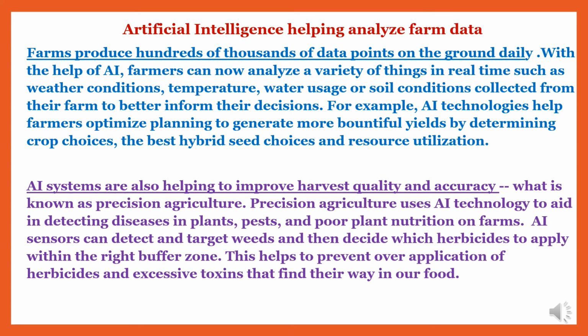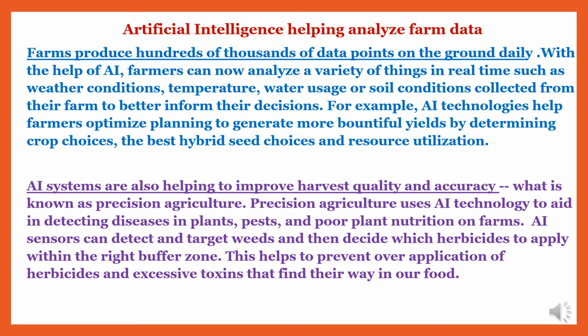Now, the role of artificial intelligence in helping analyze farm data. Farms produce hundreds of thousands of data points on the grounds daily. With the help of artificial intelligence, farmers can now analyze a variety of things in real time, such as weather conditions, temperature, water usage, or soil conditions collected from their farm to better inform their decisions.